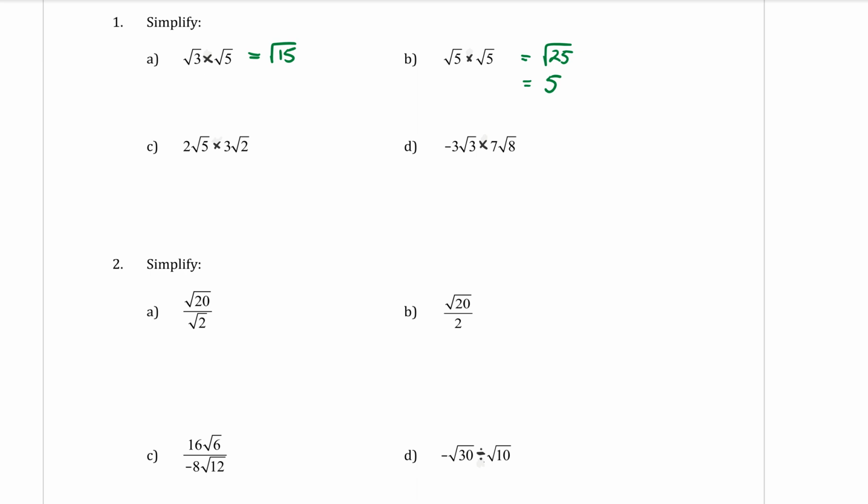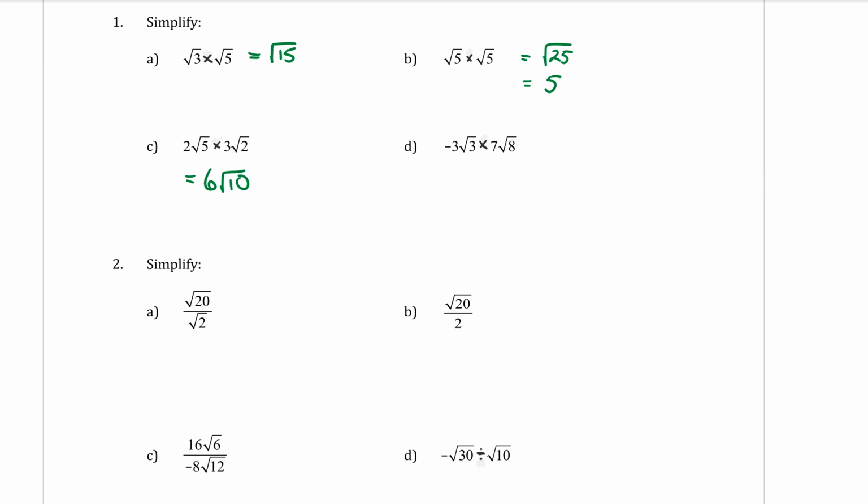Part C. When there are numbers out the front, we multiply those as well. So 2 times 3 is 6. Multiply the numbers out the front and multiply the numbers underneath. 5 times 2 is 10. Okay, they're probably even easier than adding.